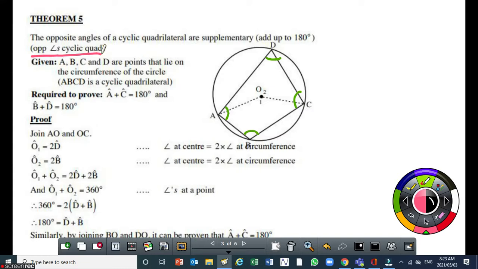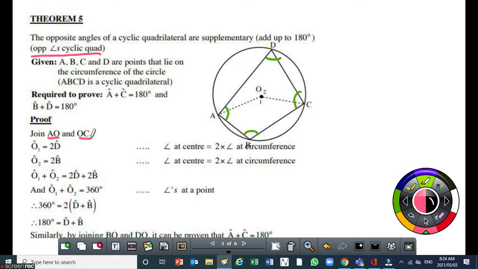Alright, so to prove this, you just want to prove that either angle A plus angle C is equal to 180 degrees or angle B plus angle D is equal to 180 degrees. Now, fortunately, the proof requires the use of theorem 2. So what you do is you construct two radii, that is AO and OC. Because in this case, you'll be given the circle and the cyclic quad, that is the 4 points A, B, C, and D. The construction part, you have to do it yourself. Okay, so you join point A to the center, and you also join point C to the center.